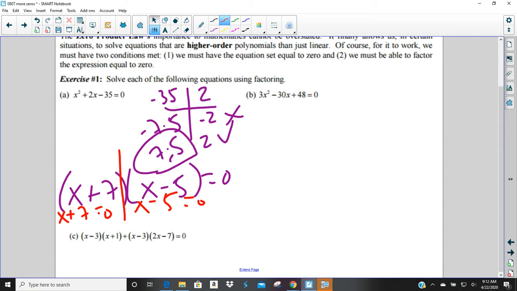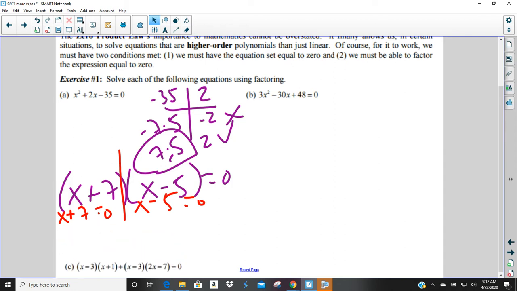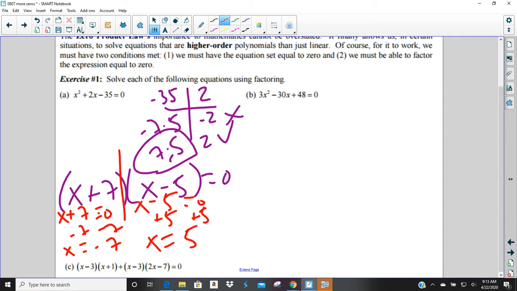Okay, so now I'm going to pull this down so I have room. Now I'm going to subtract 7 from both sides. I get x equals negative 7. And I'm going to add 5 to both sides, and I get x equals 5. So my solutions for question A are x equals negative 7 and x equals 5. I can say solutions, I can say roots, I can say zeros. I can say all those things. Okay? All right, question B.